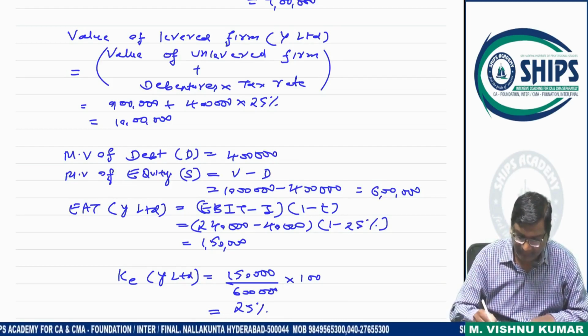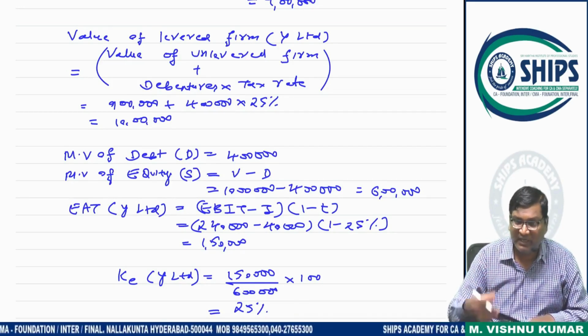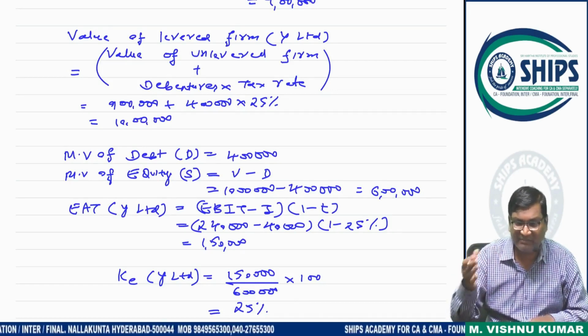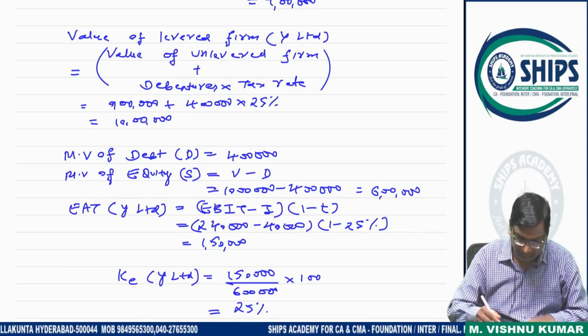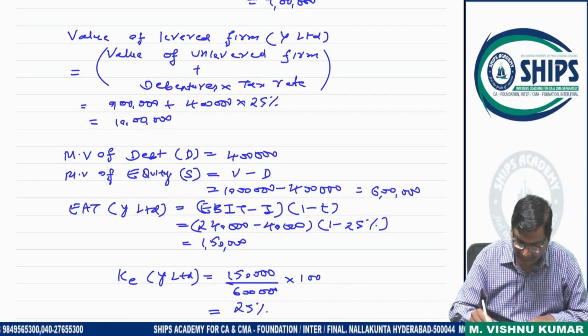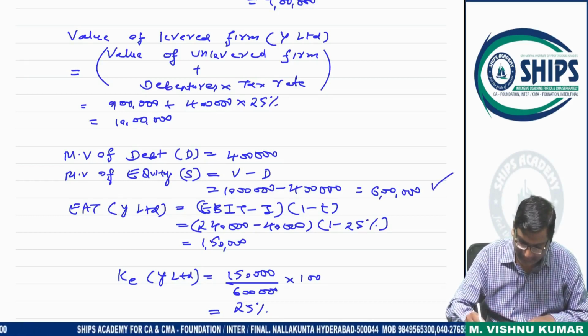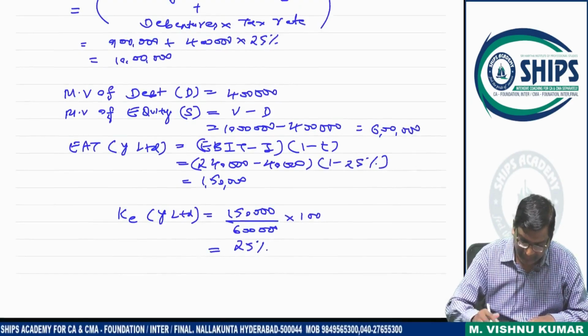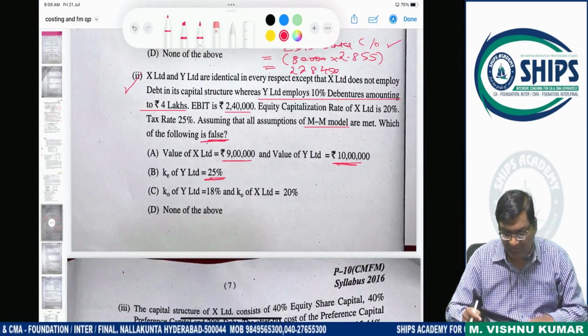Now we have to calculate net income here. Net income is earning before interest and tax minus interest minus tax. First we deduct the interest of 40,000 rupees on debentures, that is 4 lakhs into 10%. Then 1 minus tax rate. So 1,50,000 is coming as earning after tax. This will be divided by equity, because earning after tax by equity is the equity capitalization rate. The equity capitalization rate is coming to 25%. So this is also correct. This is also not false.